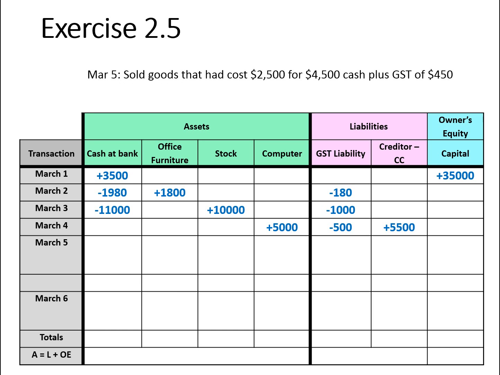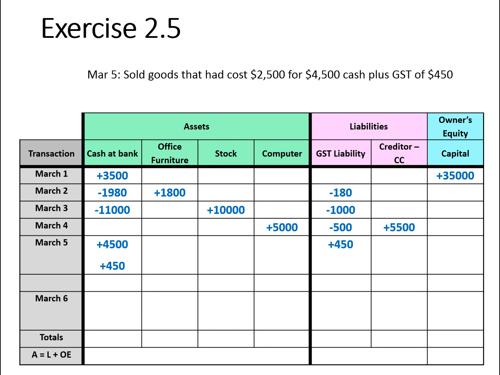Then we come to the most difficult transaction, which was dealing with a sale. So we've sold goods that cost the business $2,500 for $4,500 cash plus GST of $450. So the advice you were given was to complete each part of this transaction separately. Let's start with the sale first of all. There's the cash the business has received, $4,950. So that is actually made up of two amounts.